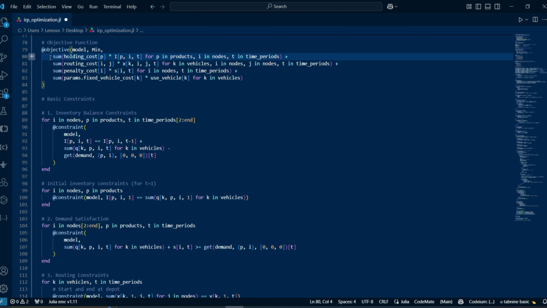These are calculated as the product of the holding cost for each product, the inventory levels, and the respective time periods. Then routing costs. This accounts for the cost associated with moving between nodes, weighted by the distance between them and the binary routing variable x. And penalty costs. These are applied for shortages at customer nodes and ensure that the model penalizes unsatisfied demand. And fixed vehicle costs. This represents the cost of activating a vehicle and is applied whenever use vehicle K is set to 1.